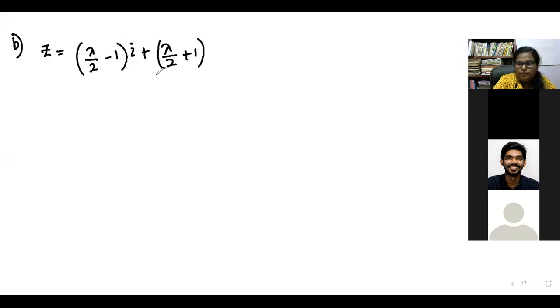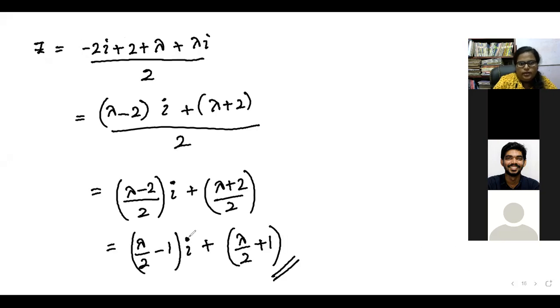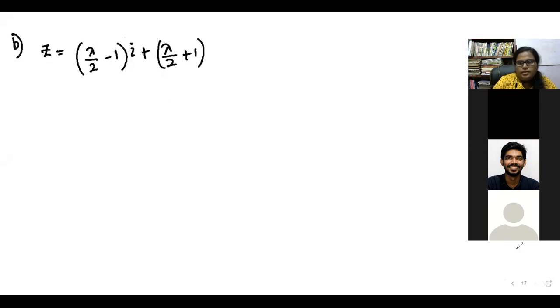In part B, it is given that our z is, now we have written, lambda over 2 minus 1 i plus lambda over 2 plus 1. This is the result we have in part A. And in the question it is given in part B that arg z is equal to tan inverse half. So you can get the arg z value here.